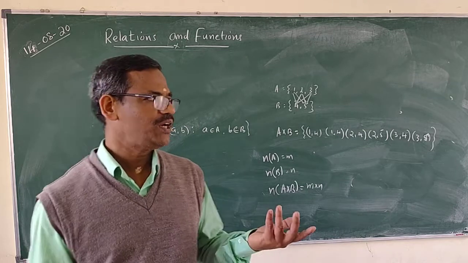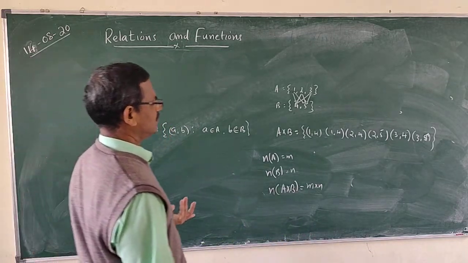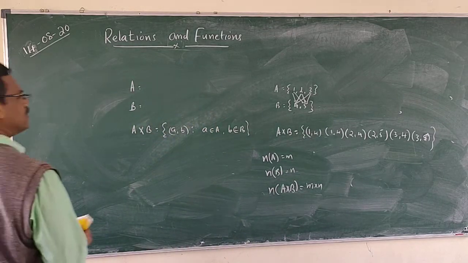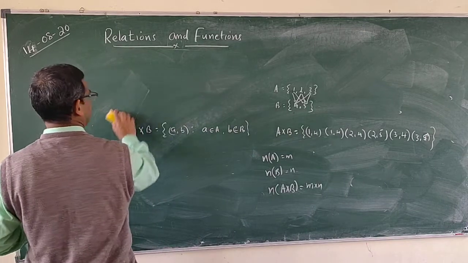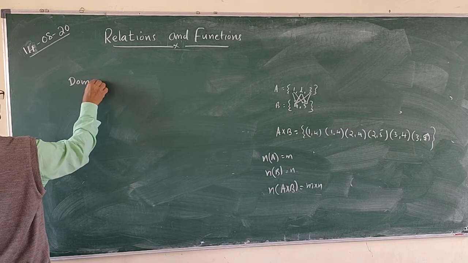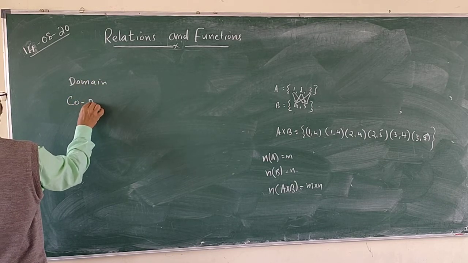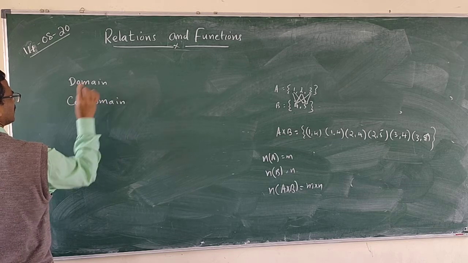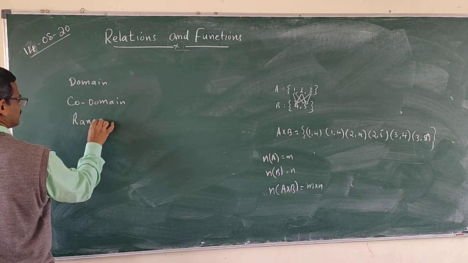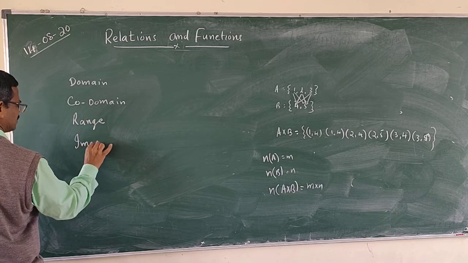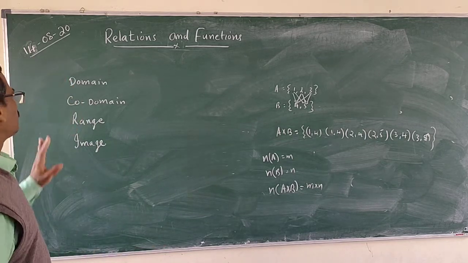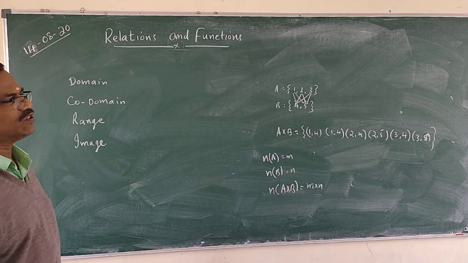These things we have learned in the last class, and some other terms which we would like to learn here are the domain, the codomain, the range, and the image. These 4 terms you must know in connection with this definition of relations.